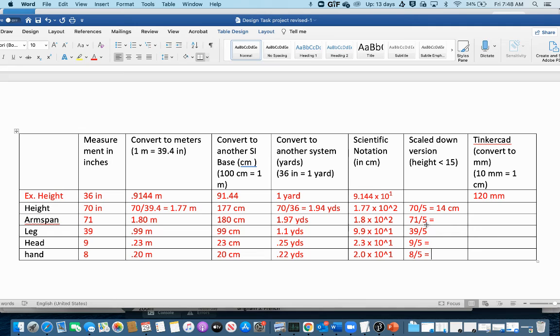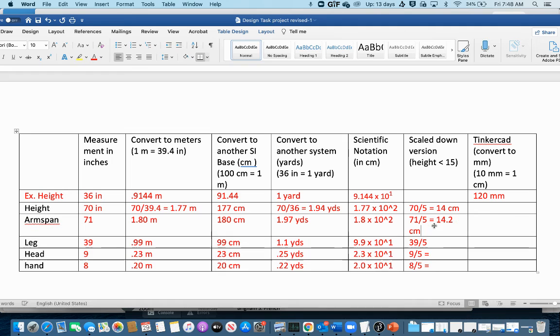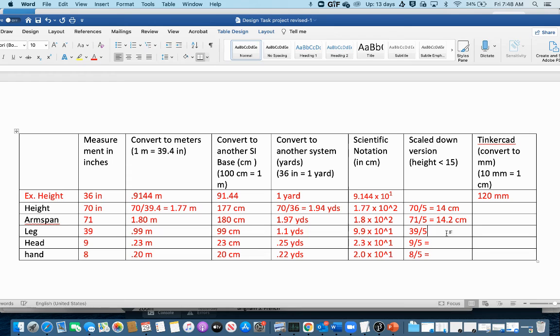So 71 divided by 5 right here. I know that 5 goes into 70 14 times. 1/5 then is 14.2. Okay, let me just shift this a little bit. There we go. Then I've got 39 divided by 5. Well, I know 35 is 7 times 5, with 4 left over. So that's 7.8 centimeters. 9 divided by 5 goes in there one time with 4 left over, another 0.8 here, centimeters, and 8 divided by 5 here, right? So that goes in one time with 3 left over. That's 1.6 centimeters right here.